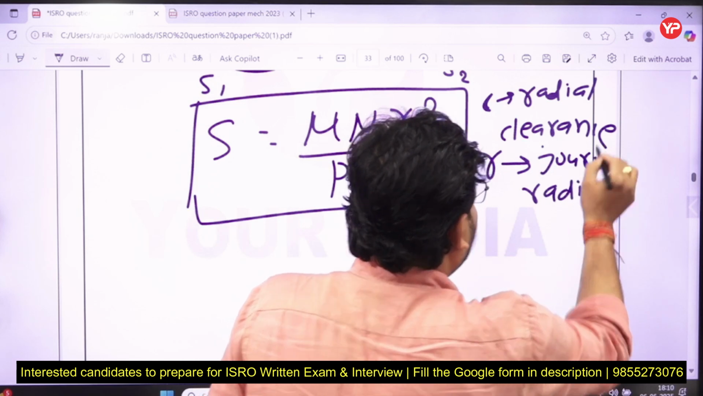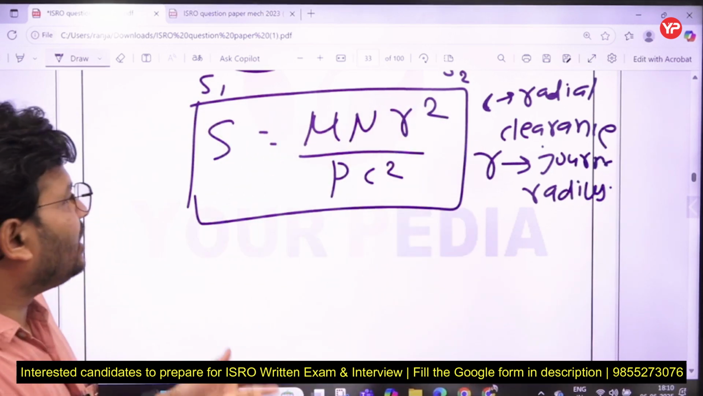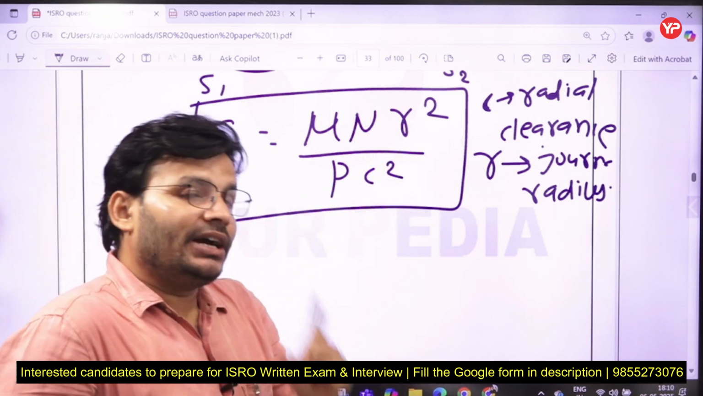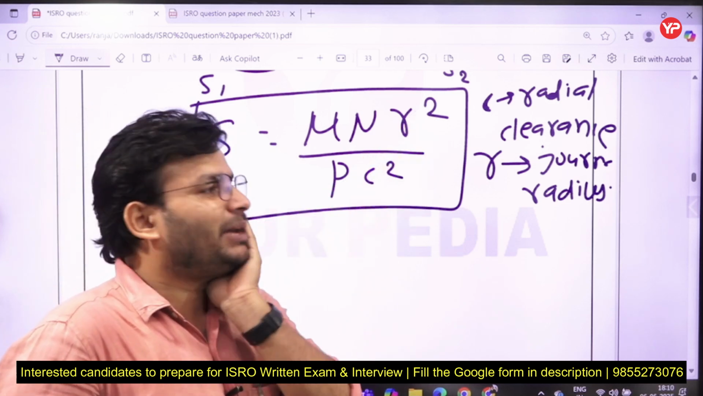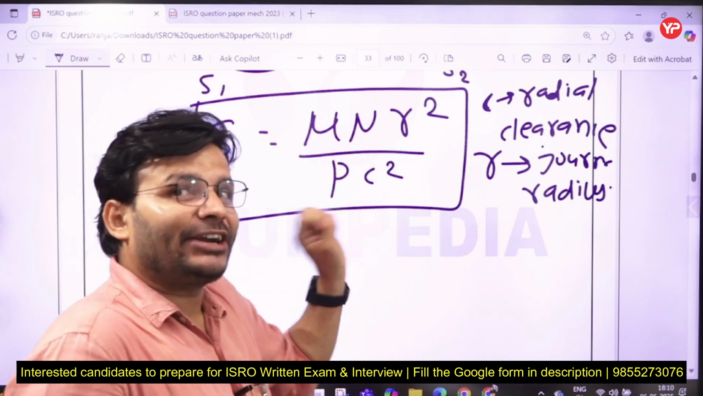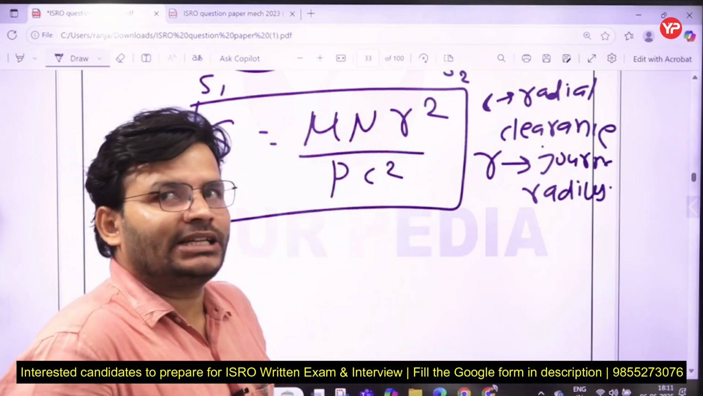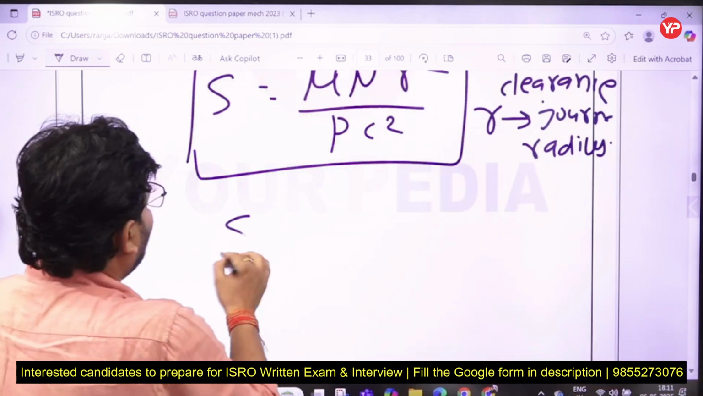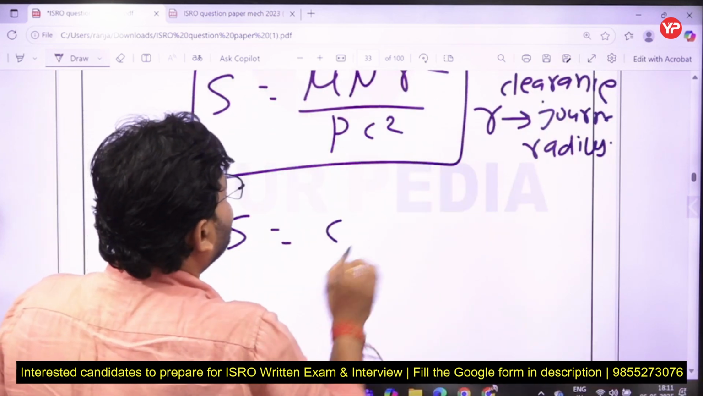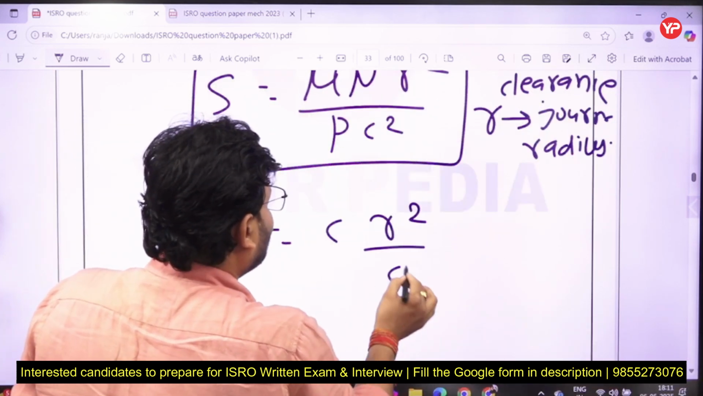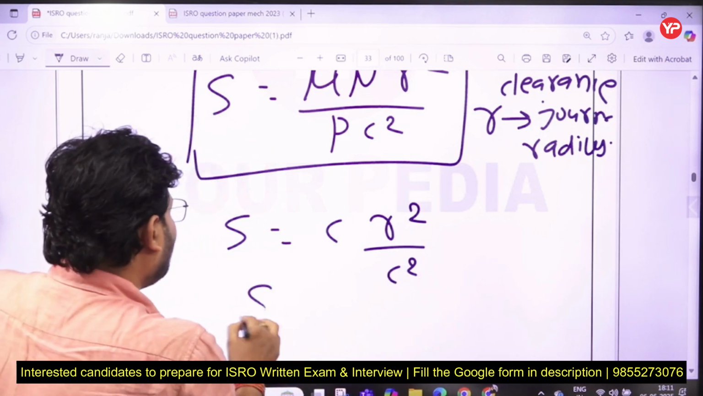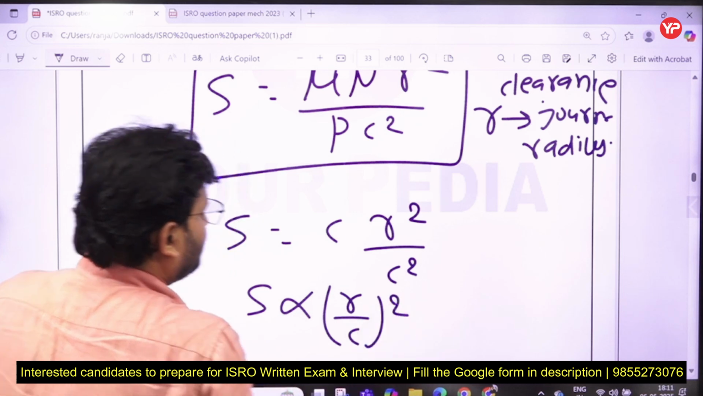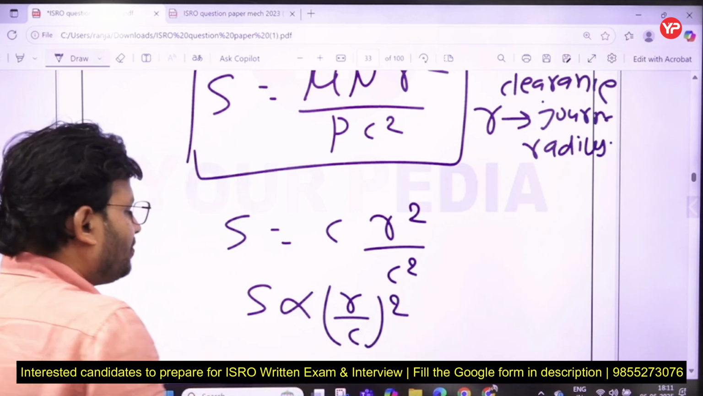Now see, in the question it is saying that only the radius and clearance are going to be changed. The rest of the parameters, mu and P, are the same. So can I write S equal to some constant times r square upon c square? Yes, so S is proportional to (r upon c) whole square.